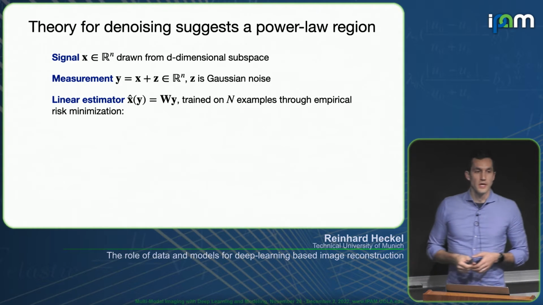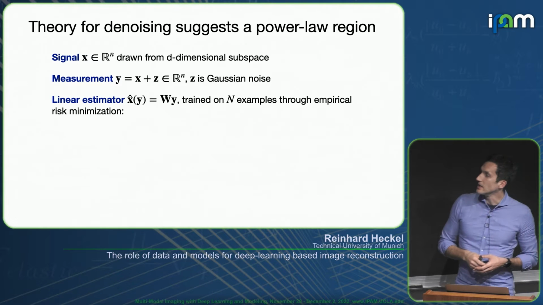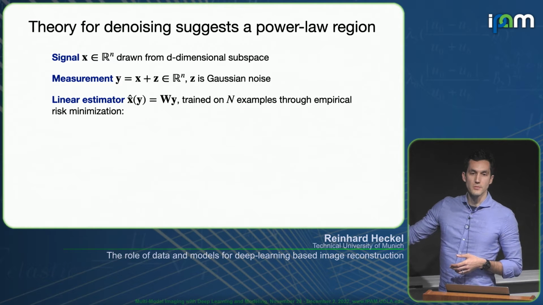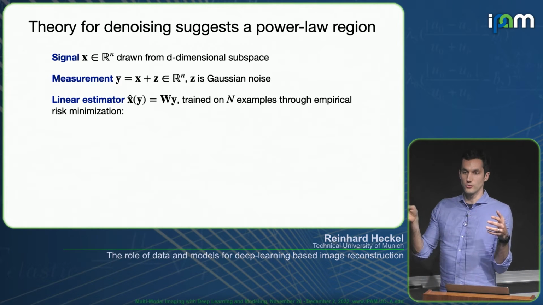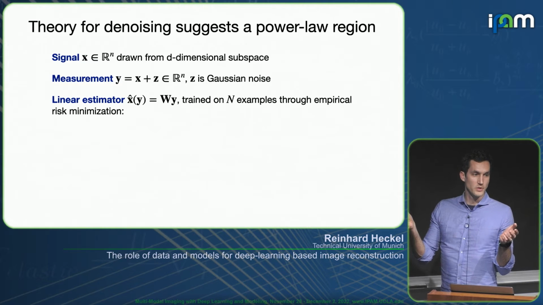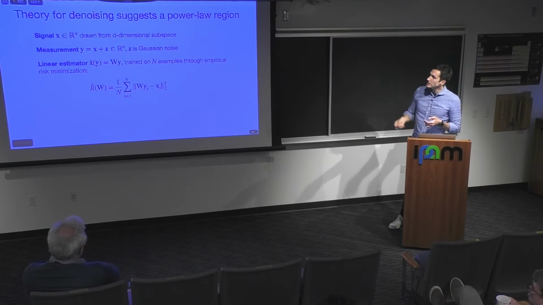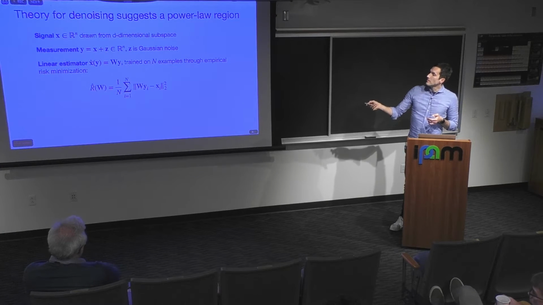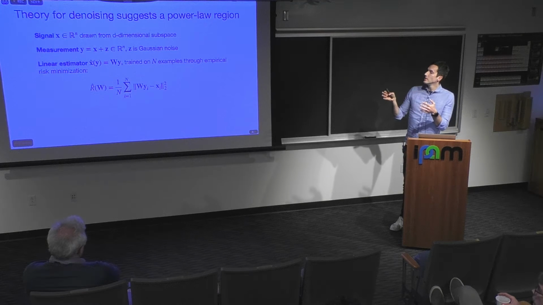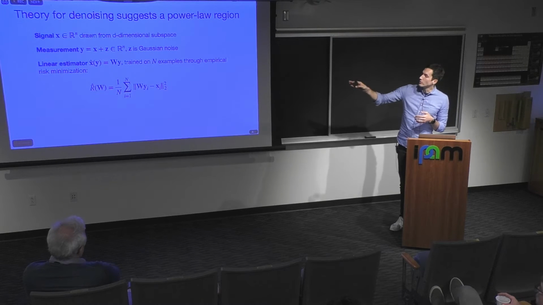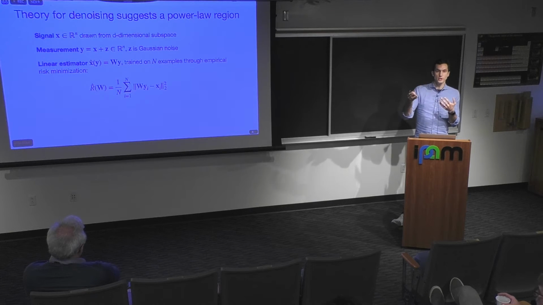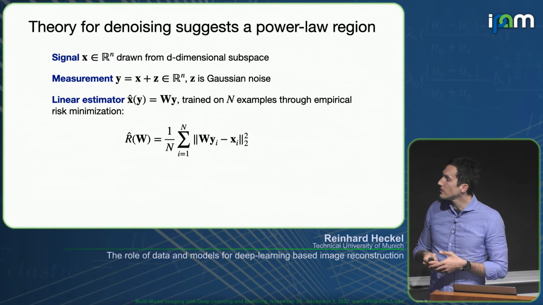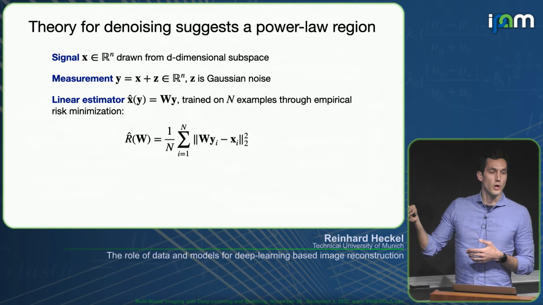Then we consider a linear estimator, because for this problem a linear estimator is actually optimal. It is trained on n examples through empirical risk minimization, because that's how neural networks are trained. So what is empirical risk minimization? There's this risk, and we sum the loss over our examples, with W times Y as our prediction, that is, our reconstruction, and X is the image that we want to obtain. We optimize over W.